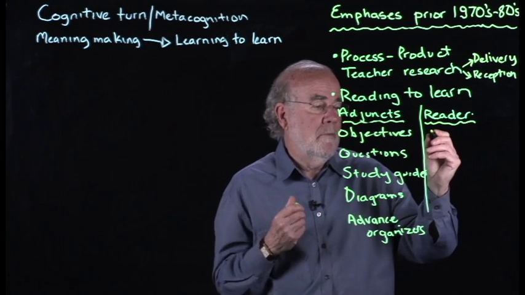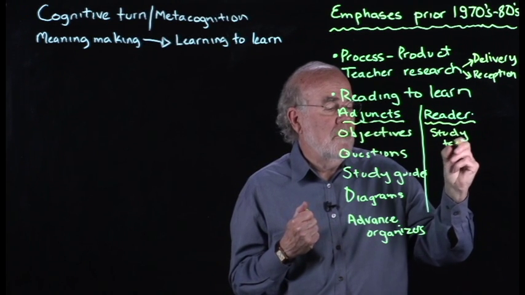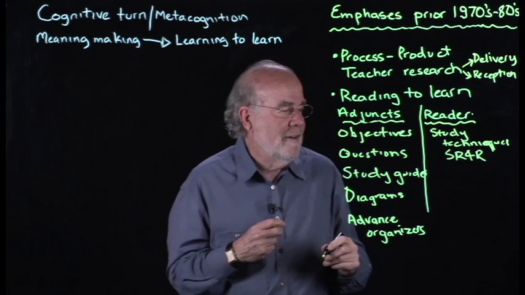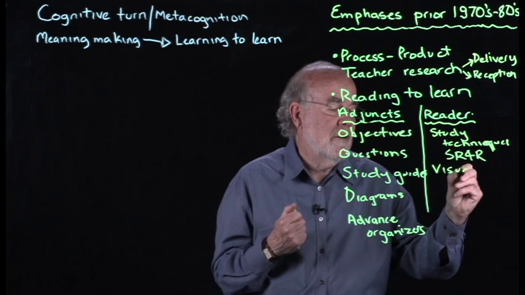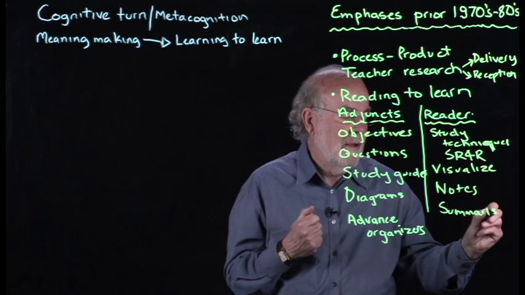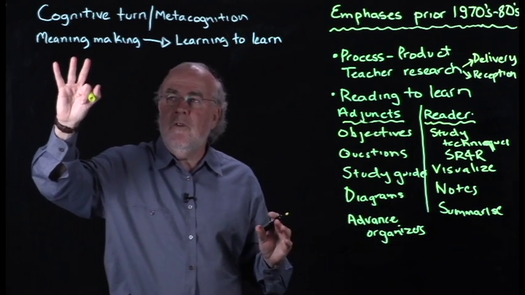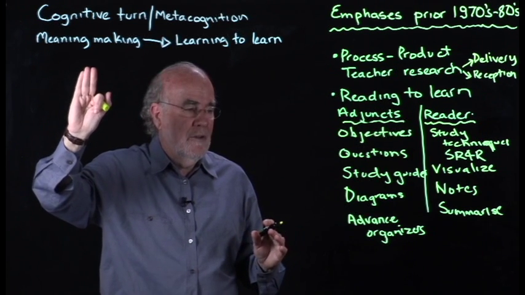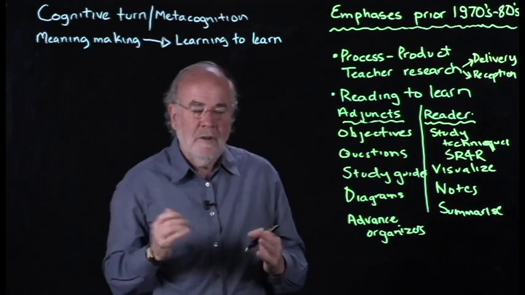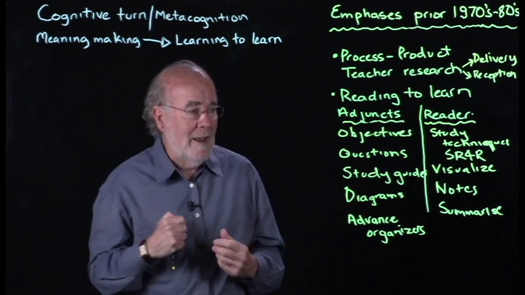reader activities. For example, it might be the child or the student using study techniques. I'm sure you're aware of some of them. A common one is SQ4R or SQ3R, or the kids being asked to visualize or take notes or to summarize. Now, what distinguishes the research at this point in time, it wasn't terribly influenced by what we knew about meaning making. It was really encouraging the students to focus on the text and to use these adjuncts and these procedures to, in a sense, extract meaning from the text. So it was still very much tied to a concept of reading to learn from the text rather than the student creating his own meaning.